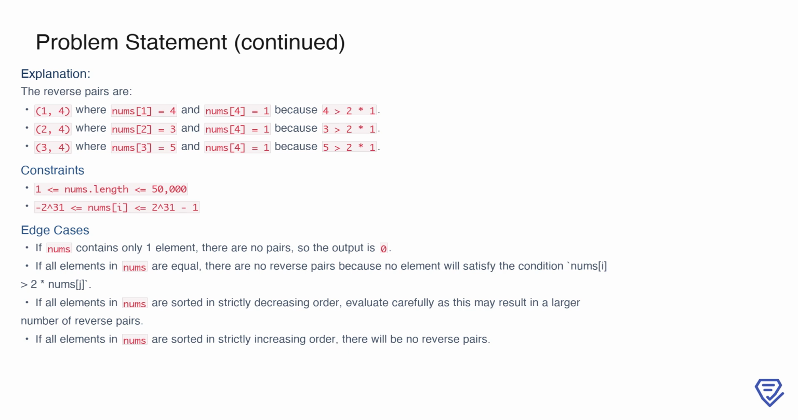The problem also comes with specific constraints. For instance, the array's length can be as large as 50,000, and the values in the array can range from -2 billion to +2 billion.